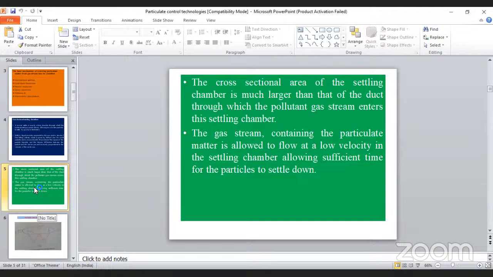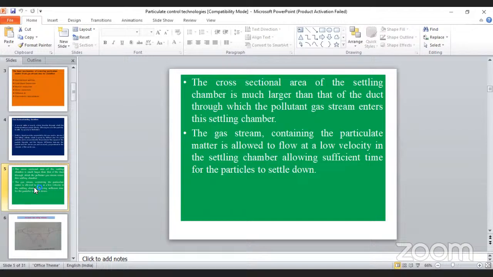Then the pollutant gas stream enters the settling chamber. The cross-sectional area through which the gas stream passes must be higher than that of the inlet duct where the gas enters. Then the gas stream containing particulate matter is allowed to flow at a low velocity inside the settling chamber, and we have to keep the particles inside for some time. It is not just passing from inlet to outlet. Once it enters the settling chamber, it stays inside for some time.